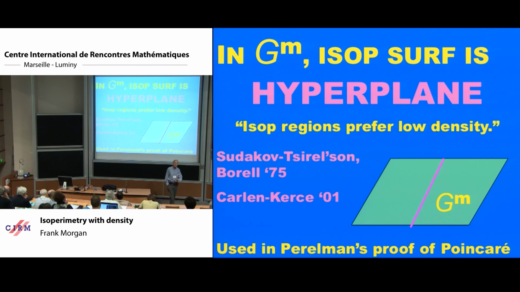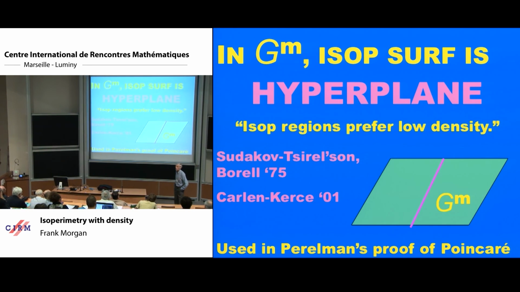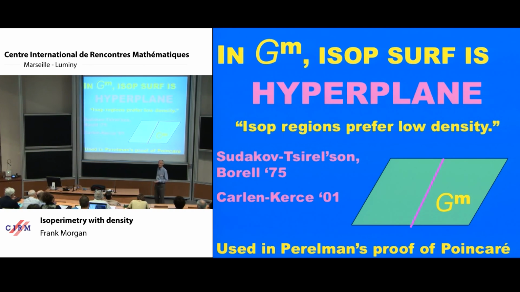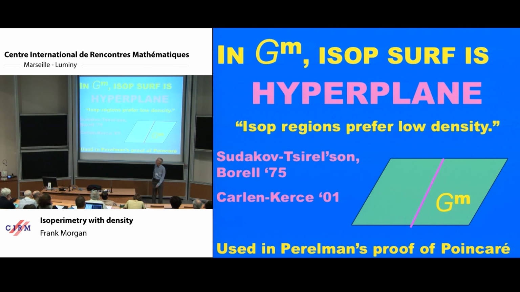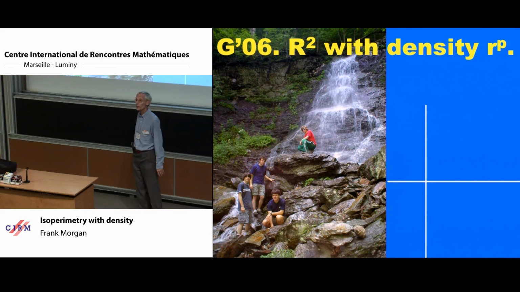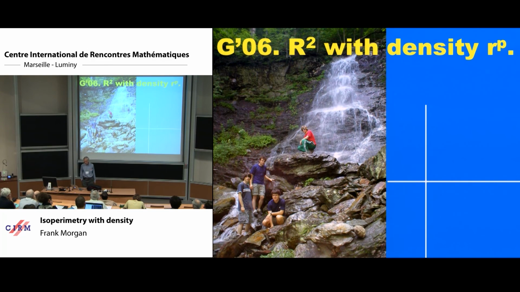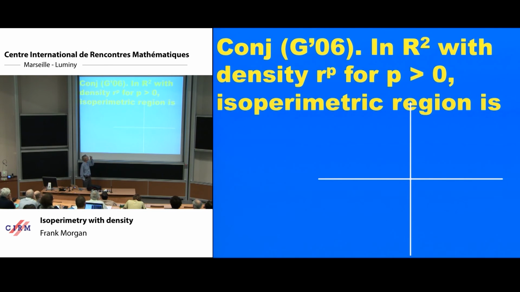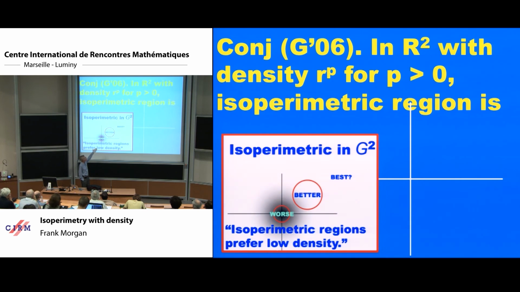So back in 2006, I asked my students to look at the simplest density I could think of, which grows at infinity. And the simplest case I could think of was just powers of distance from the origin, positive powers of distance from the origin, r to the p. And now remember, isoperimetric regions prefer low density. So now, with more confidence, they made the conjecture that the solution should be, in the plane, a circle about the origin.